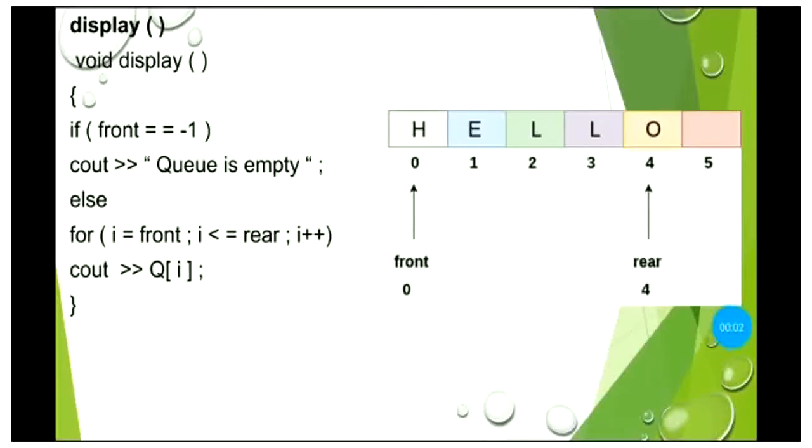Elements of queue are displayed starting from front up to rear. First we need to check queue empty or queue underflow condition. How to check that? Same. If front is equal to -1, then it indicates queue is empty. Otherwise, loop starts from front. I is equal to front, I less than or equal to rear. That is the end condition. I plus plus. One by one elements of the queue are displayed.